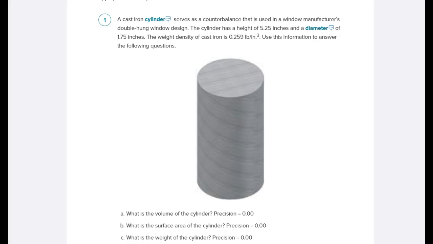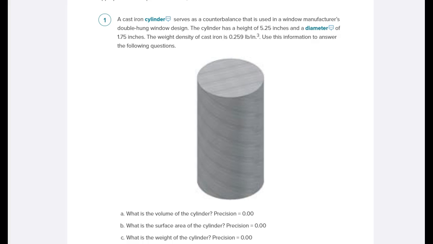It says a cast iron cylinder serves as a counterbalance that is used in a window manufacturer's double hung window design. The cylinder has a height of 5.25 inches and a diameter of 1.75 inches. The weight density of cast iron is 0.259 pounds per cubic inch. Use the information to answer the following questions. Let's look at question A. What is the volume of the cylinder?